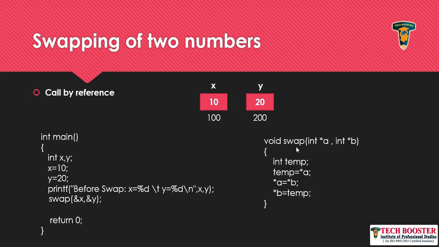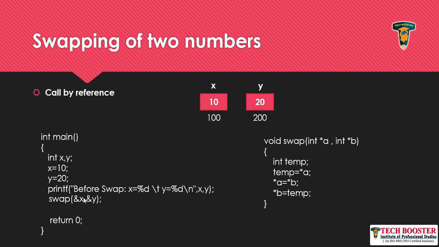Then I have considered int pointer a, comma, int pointer b, because an address can only be held by a pointer. So I cannot use a normal variable here. I need to use this special type of variable, which is a pointer. So I have considered pointer a and pointer b. If you want, you can also use pointer x and pointer y. The name of the variable or pointer doesn't matter.